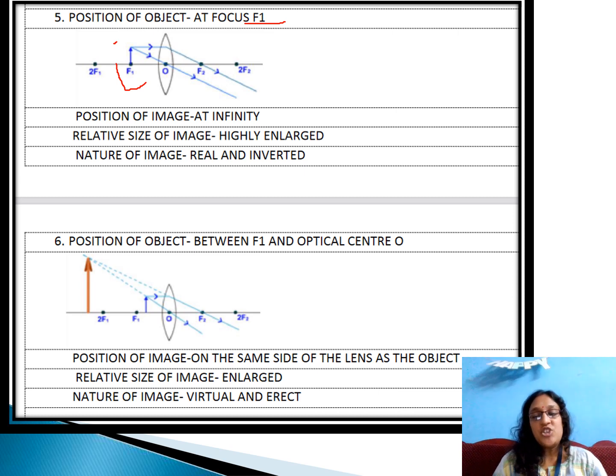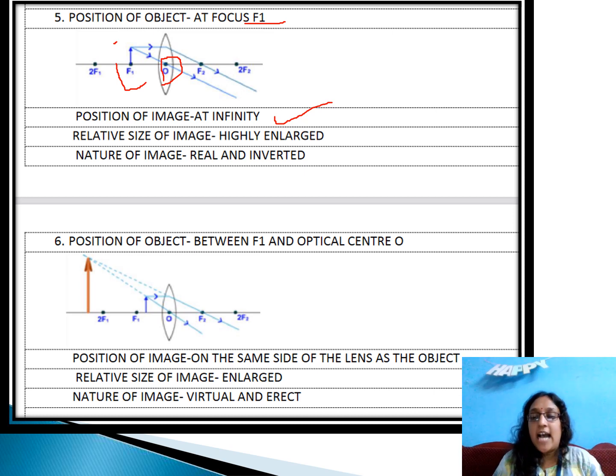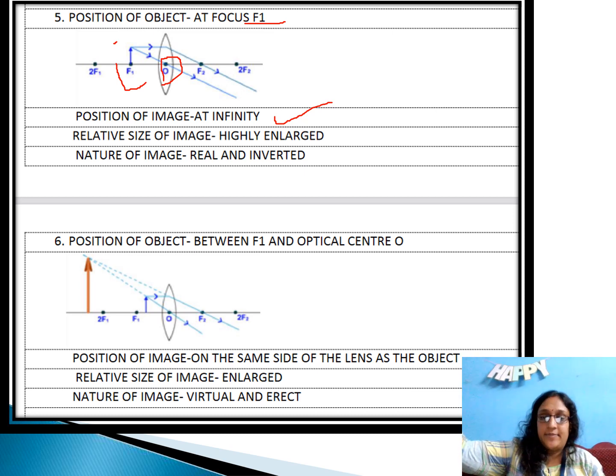A ray which is passing parallel to your principal axis, after refraction, will pass through your focus, and a ray which is passing directly into your optical center will just pass without any deviation. So here, where will be the position of the image? It will be somewhere at infinity. Whenever you keep an object at focus F1, a little bit closer to your lens, your image is formed far away at infinity.